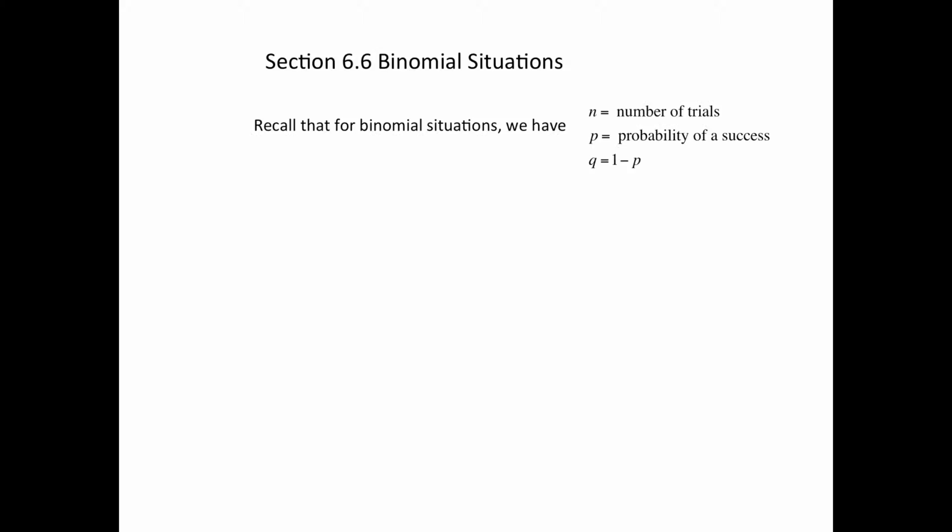6.6 on binomial situations. So if you're given a percentage, then most likely it's going to be a binomial situation. So we would have P, which would be that percentage, Q, 1 minus P, and N is the number of attempts or trials or sample size.